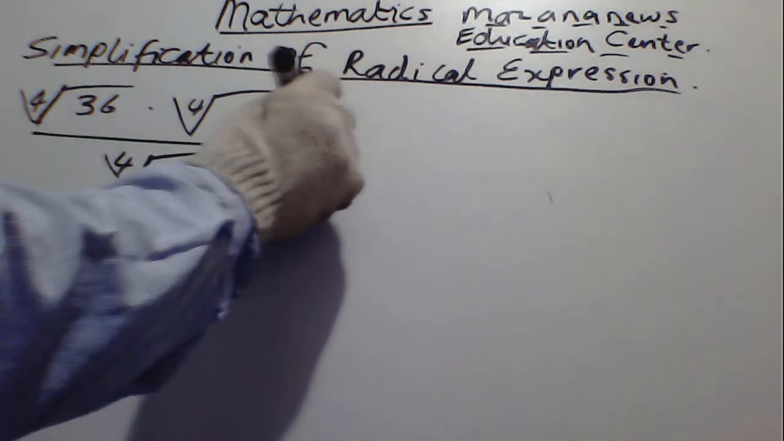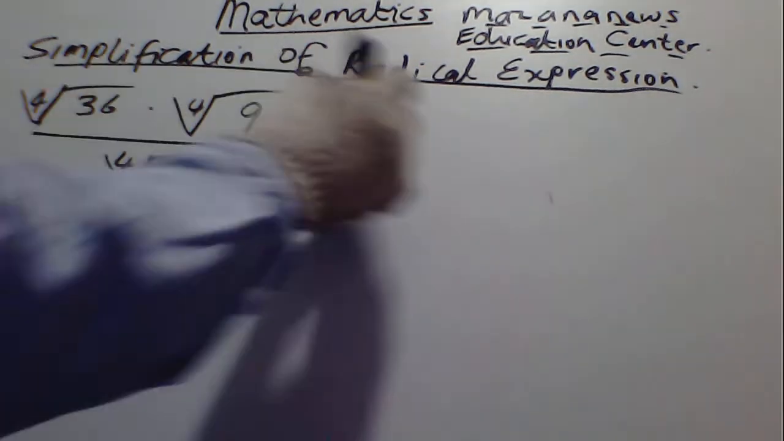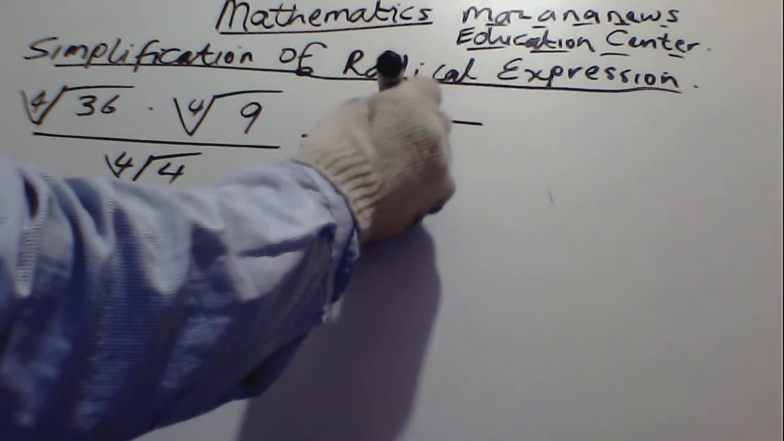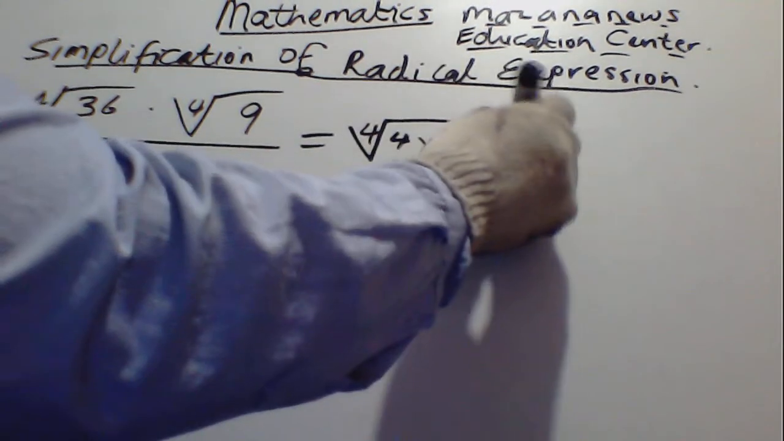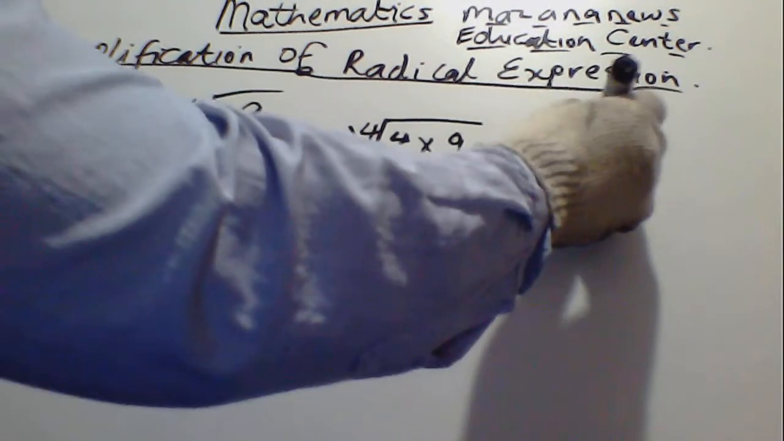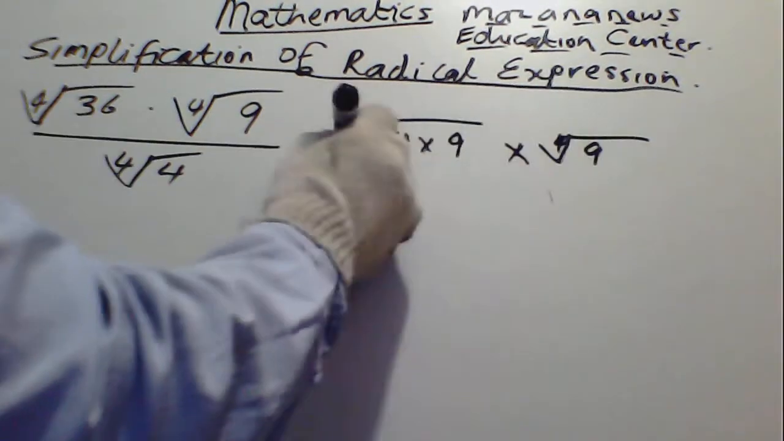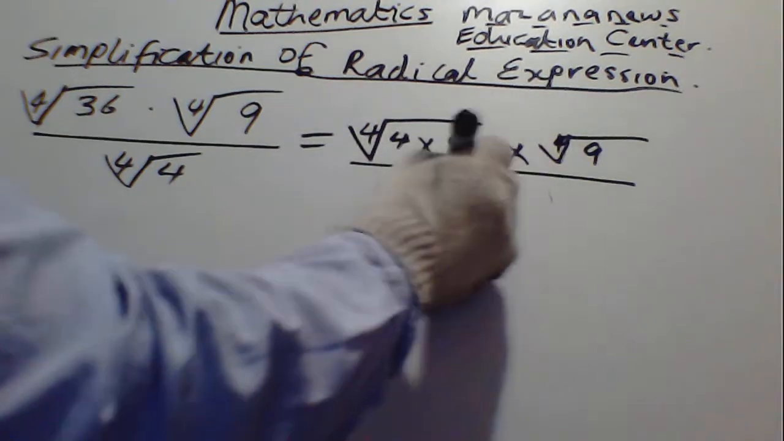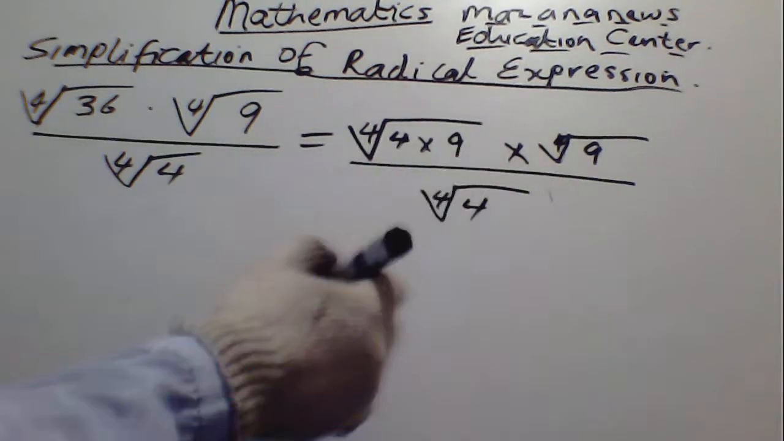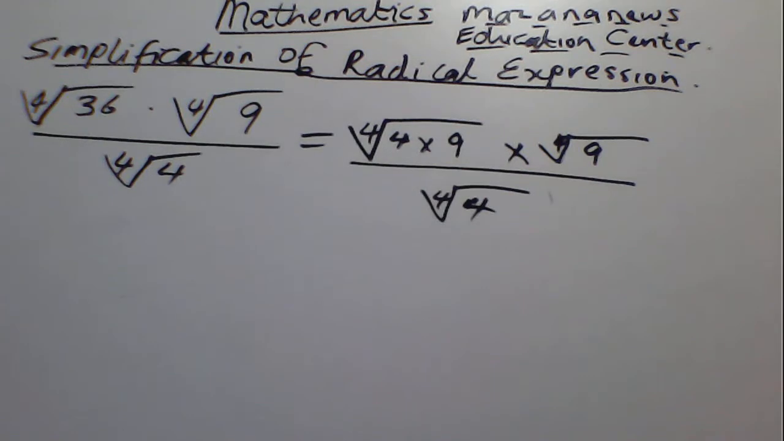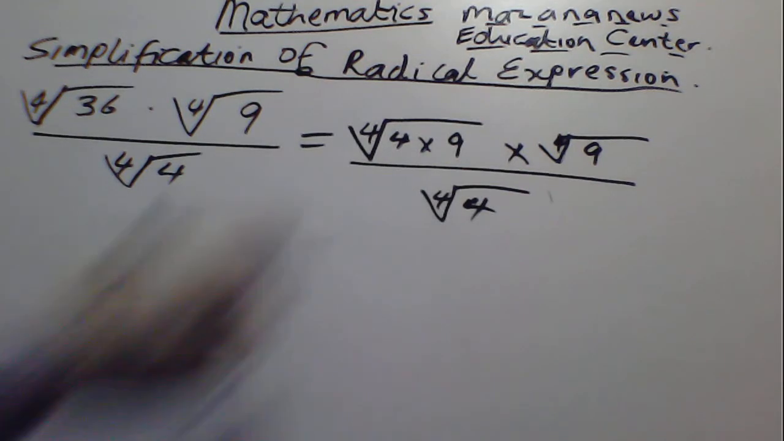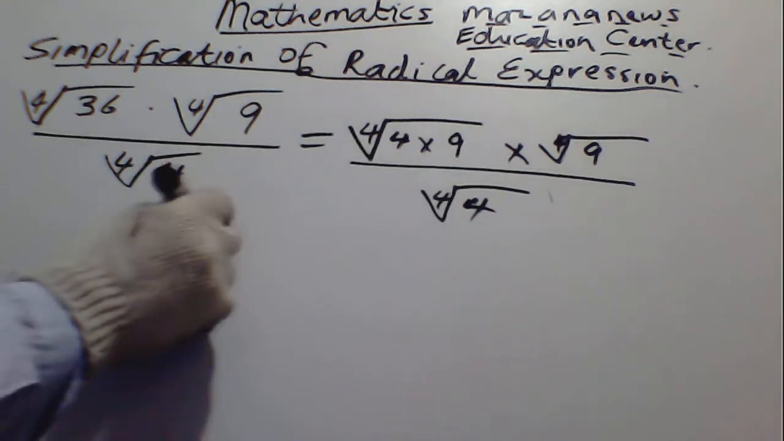So from here, this is the same as the cube root of 4 multiplied by 9, times the cube root of 9, all divided by the cube root of 4. So using the product rule, from here we can split it into two.